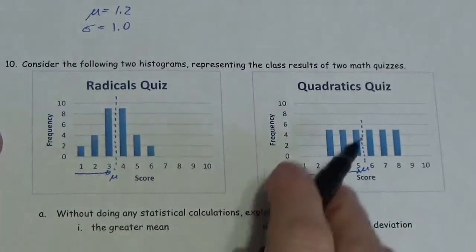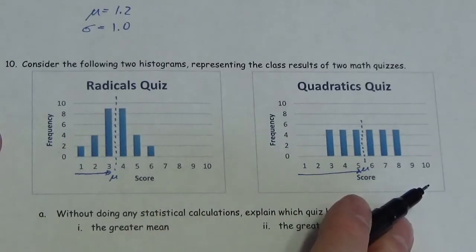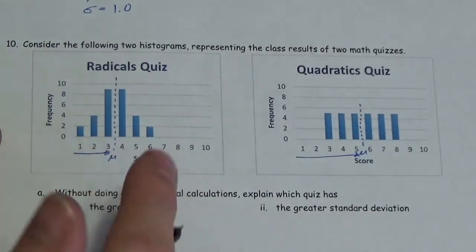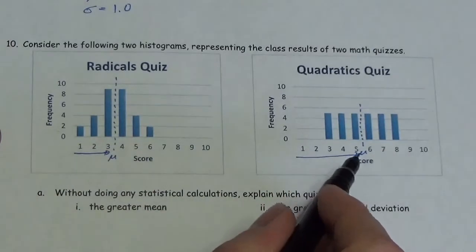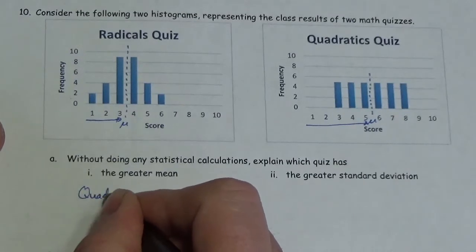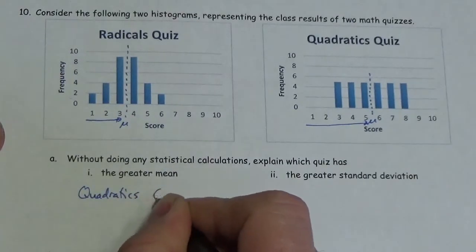Well, this mean is clearly further over along the x-axis, so this one has the larger value. This one here, the mean is 3.5. Here, this is 5.5. So which one has the greater mean? Well, that's the quadratics quiz.